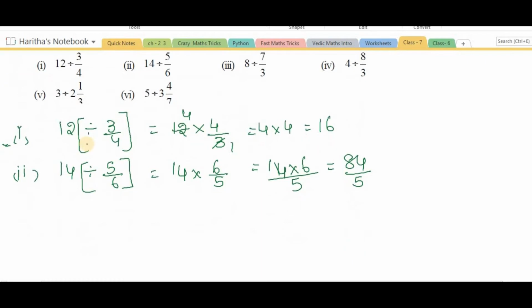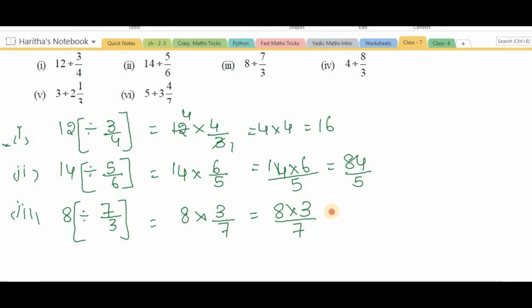And third question is 8 divided by 7/3. Now the reciprocal of 7/3 is 3/7. There are no cancellations for the numerators and denominators, so simply multiply the numerators as there is no denominator. So 8 3s are 24/7.